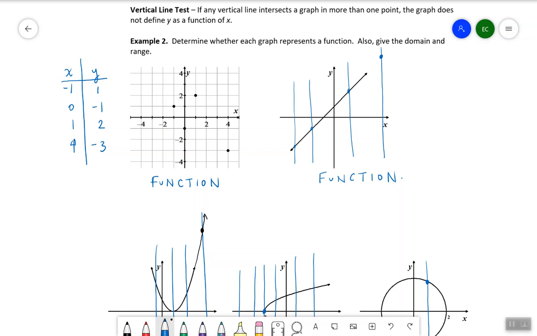And so either looking at the table or looking at the points on the graph, it should be pretty straightforward for us to say that the domain is -1, 0, 1, and 4. And the range, we could write them from least to greatest. That might be nice, although it's definitely not necessary. I'll do it here. It's -3, -1, 1, and 2 for the range, and there we go. Okay, let's go on to the next graph here.